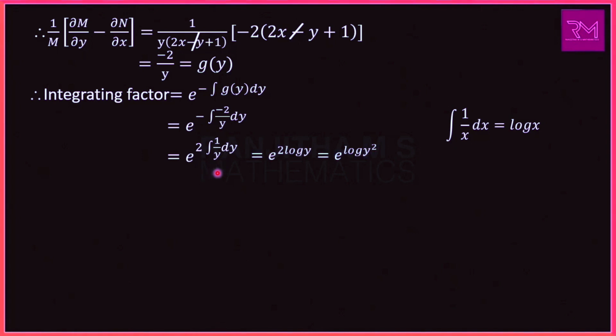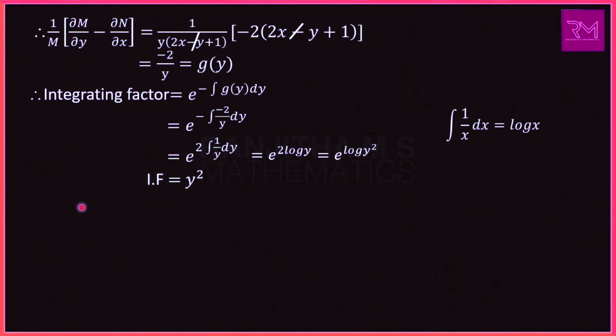Therefore, we get e to the power of 2 into, here, integration of 1 by y into dy is log y. This is of the form n log m. We know that n log m can be written as log m power n. Therefore, we get e to the power of log of y square. Hence, e to the power of log of y square can be written as y square. Simply y square. Here exponential and log get cancelled. Therefore, we get the integrating factor as y square.